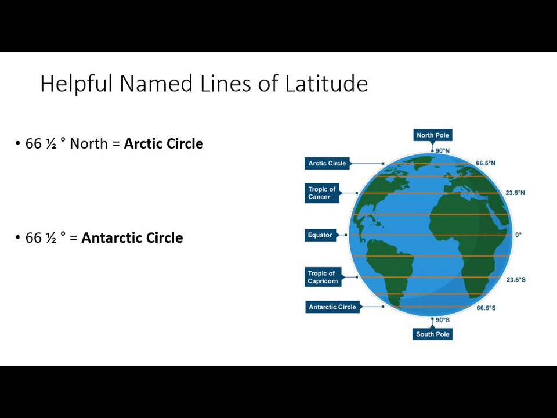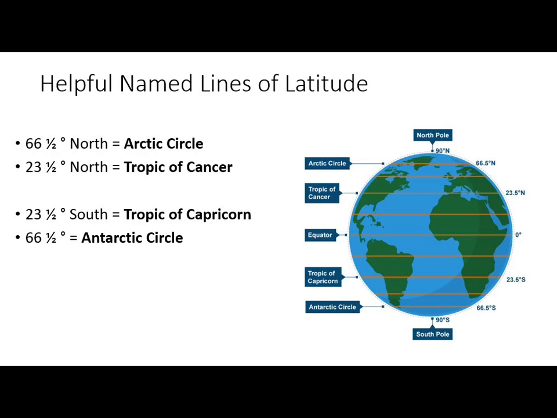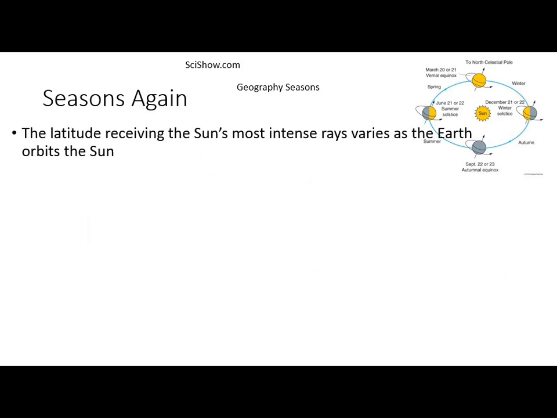The other two lines are both 23.5 degrees. So we have 23.5 degrees north latitude, and that is what we call the Tropic of Cancer. And then 23.5 degrees south latitude, we call the Tropic of Capricorn. So those are all kind of important. And then, of course, kind of symmetrical in the middle there, we have 0 degrees latitude for the equator. These are kind of sweet lines on the Earth.